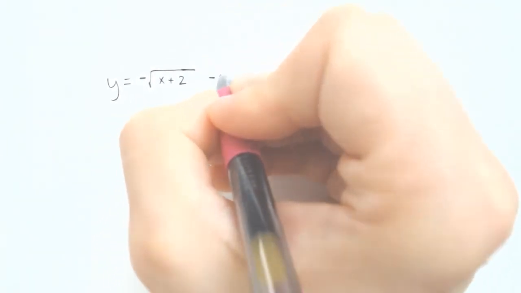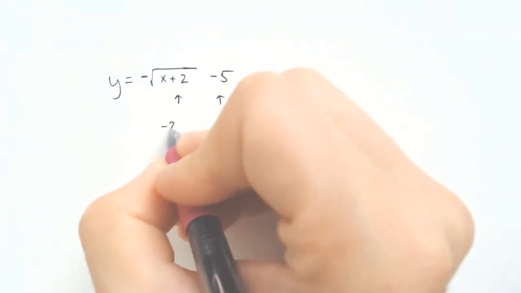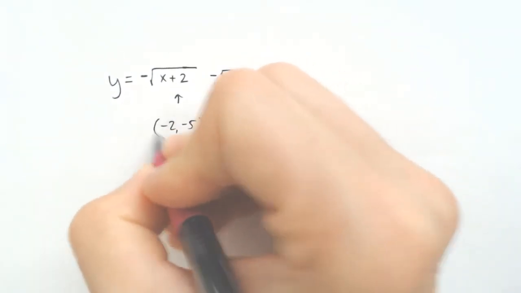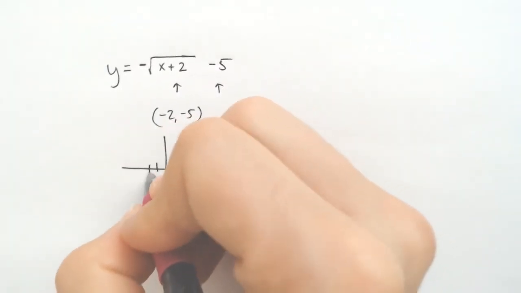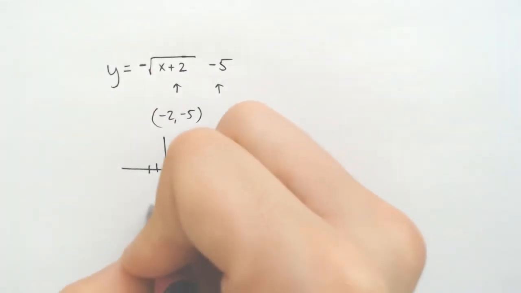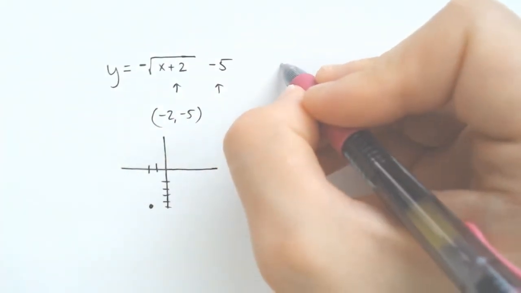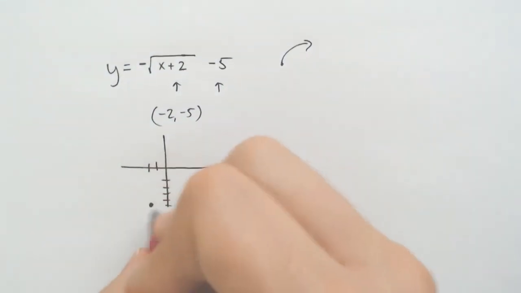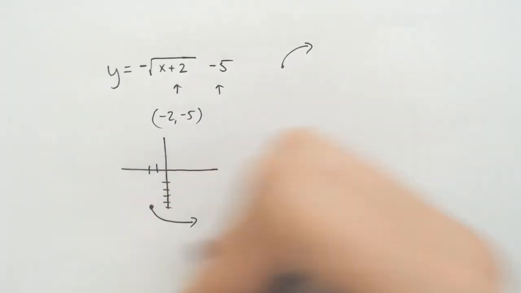Negative square root of x plus 2, minus 5. The change keep is going to be negative 2, negative 5. And if I go left by 2, change the sign, down by 5, 1, 2, 3, 4, 5, right here. This also has my first negative. Well, if it was positive, it would curve up. If it's negative, it's just going to curve down. Okay? No biggie. Curving down from there.